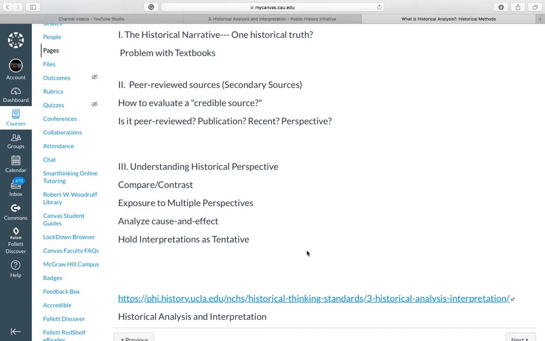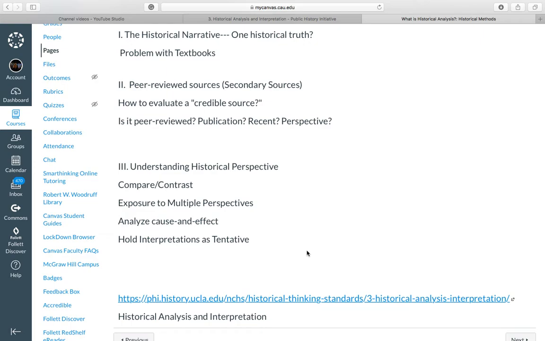Okay, so how do you begin to unpack a journal article, right? Well, one of the things, again, is to compare and contrast it, right? You are never going to understand one event by reading one article. You've got to read multiple articles. You have to read multiple books so you can compare and contrast arguments, data sets, and interpretation. You have to have that exposure to multiple perspectives.